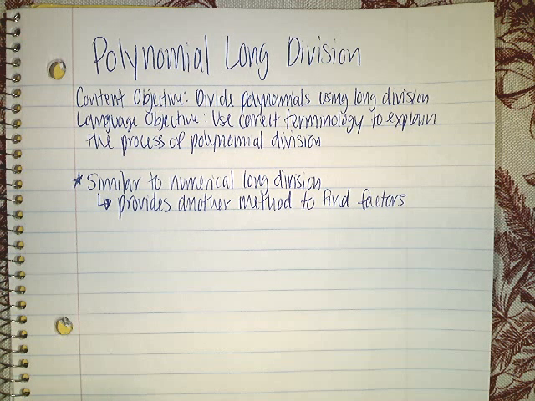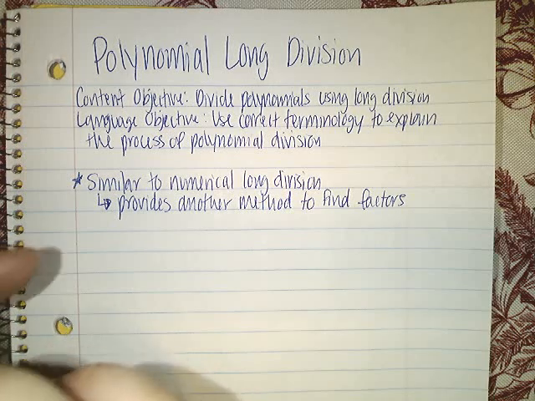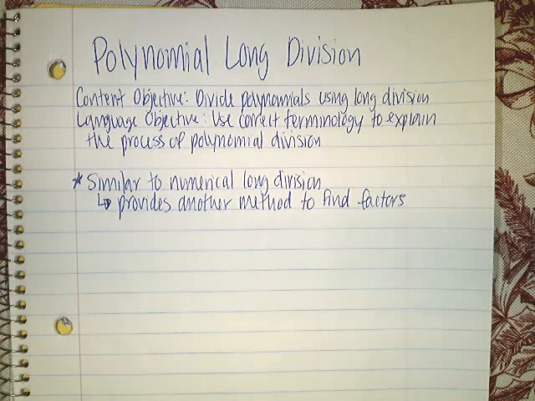So if you learned to divide earlier in your math education using long division, this is just like that. It's just now incorporating variables as well. The reason we're learning this is it provides another method to find factors. So if you're ever unsure if something is factorable or if something is a factor of a polynomial, this provides a method to see if it is indeed a factor or if it is indeed factorable.